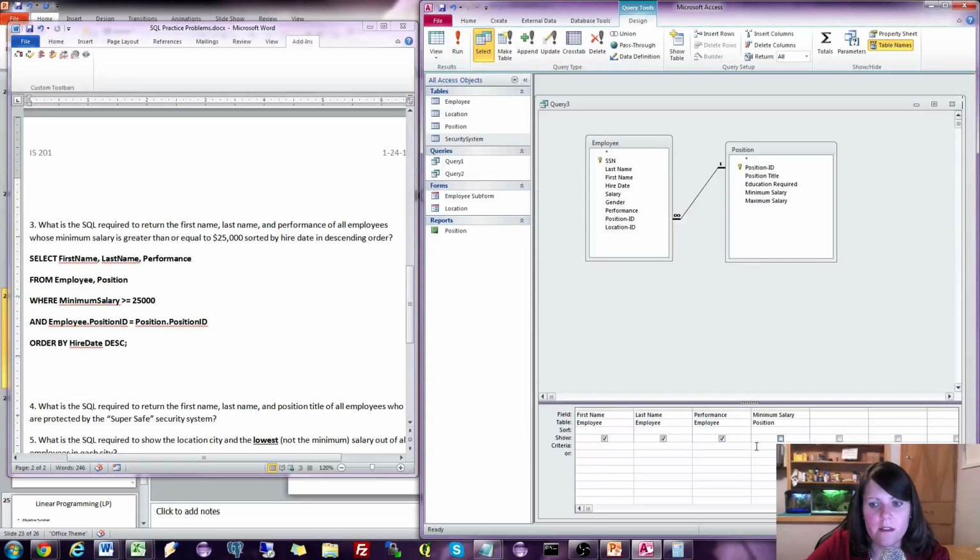But my criteria, minimum salary greater than or equal to 25,000, comes from the position table. I'm not going to show that. I all of a sudden forgot how to do this. So is greater than or equal to 25,000. I don't know why that looks wrong to me. And then we need to order by. What was that again? My mind's actually drawing a blank. I actually know how to do the SQL better than work in Access here.